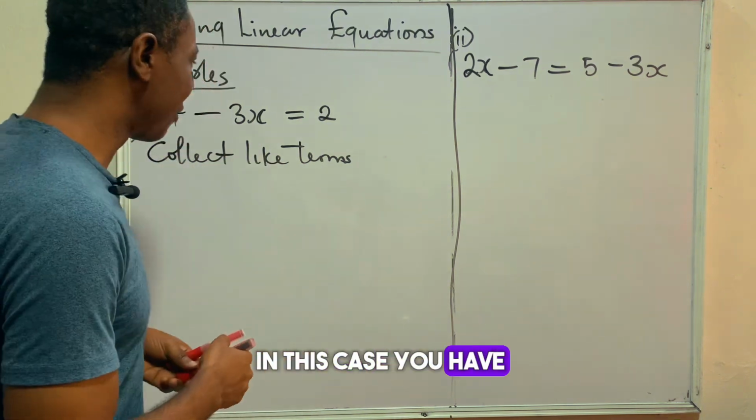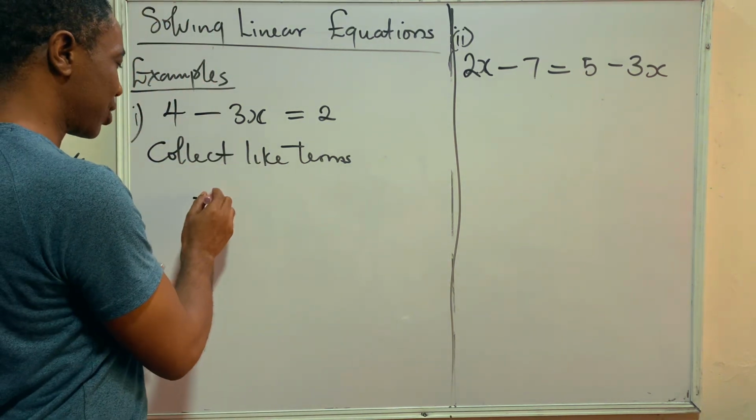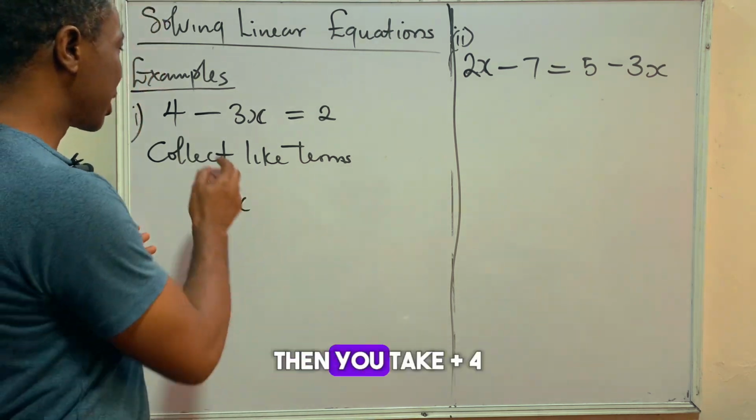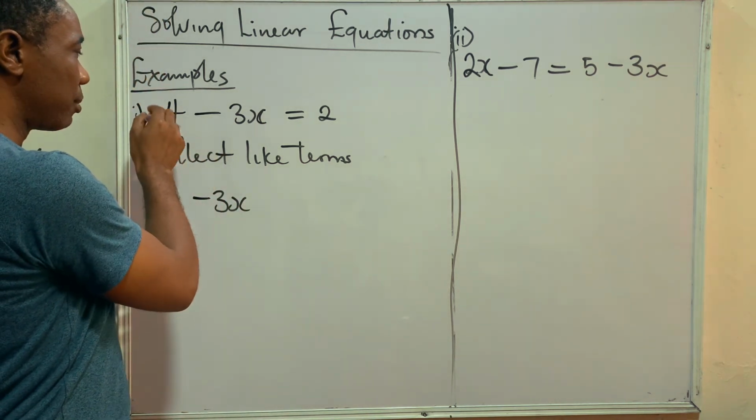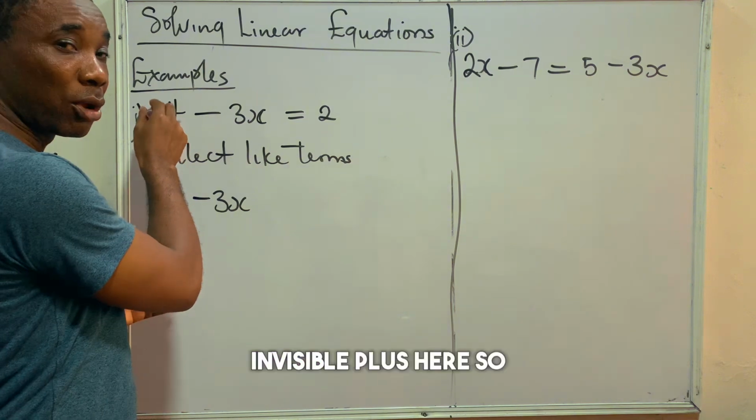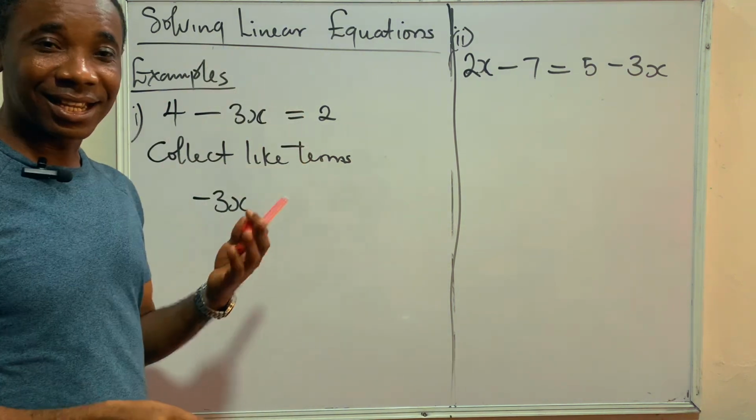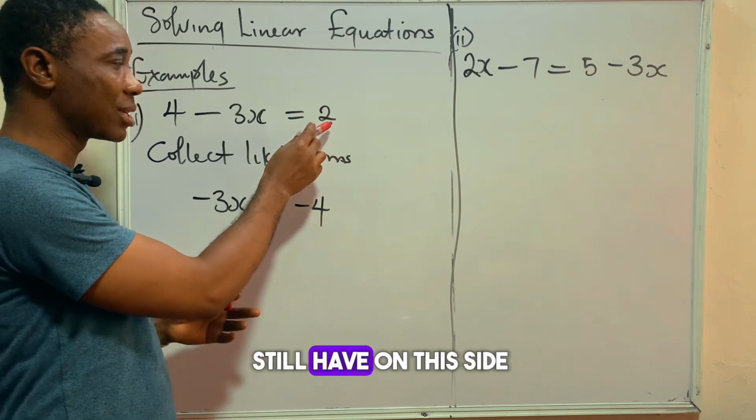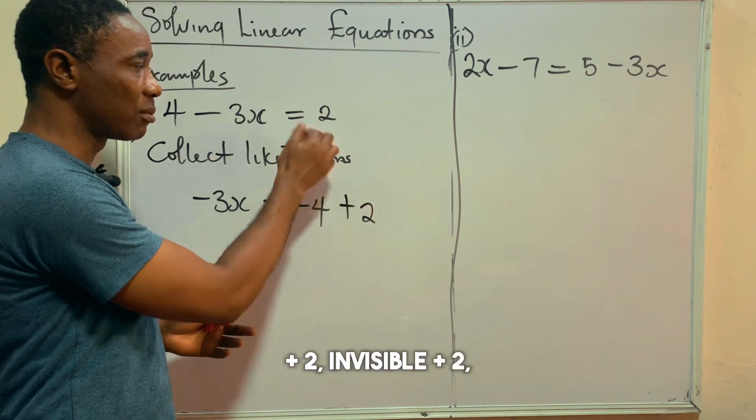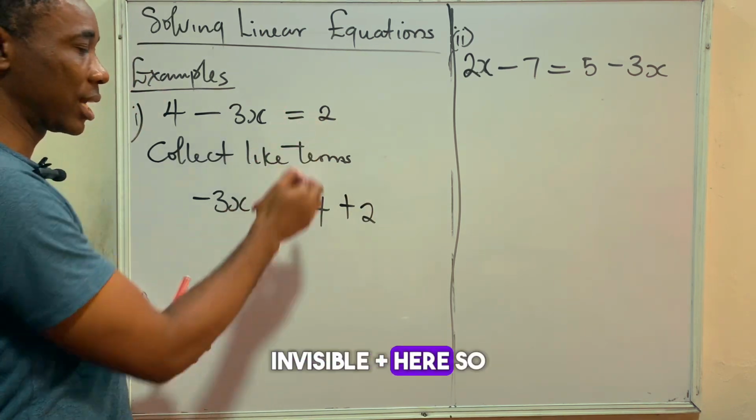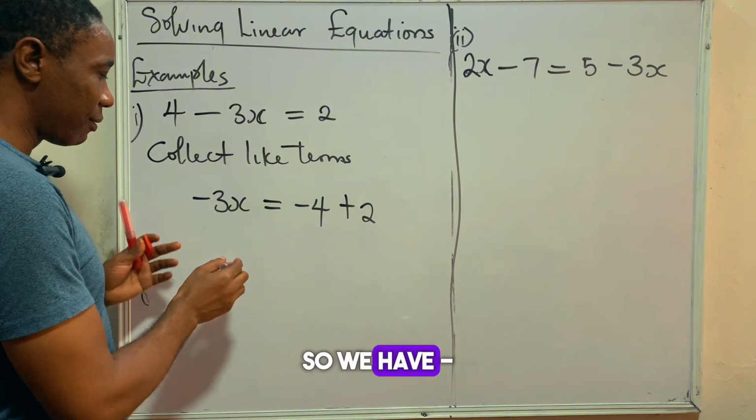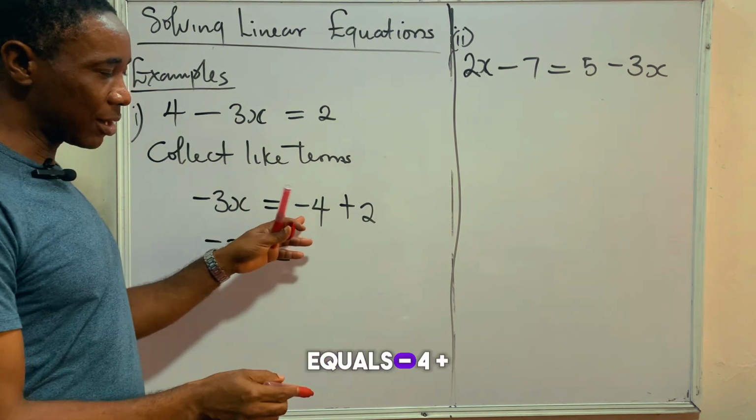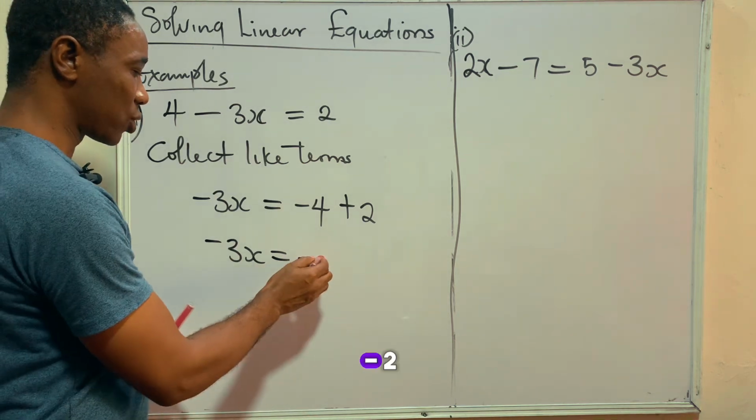So in this case, you have minus 3x, the only term with x. Then you take plus 4, because there is an invisible plus here. So you take it to the other side, it becomes minus 4. And then you still have on this side plus 2, invisible plus here. So we have minus 3x equals minus 4 plus 2, which will give us minus 2.